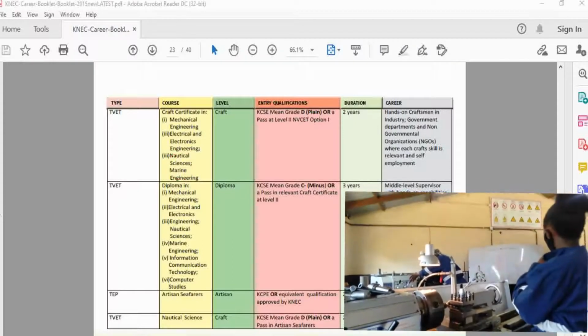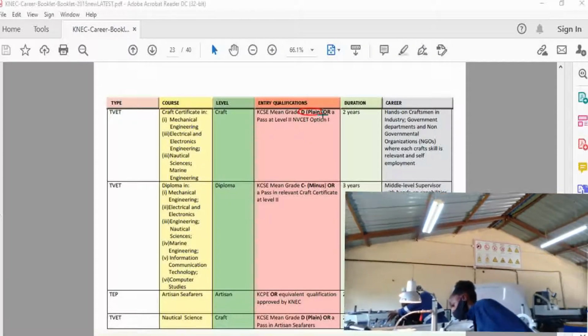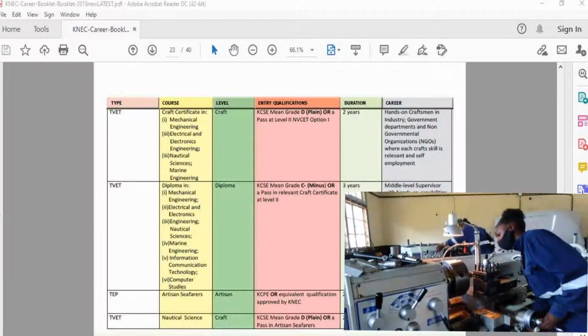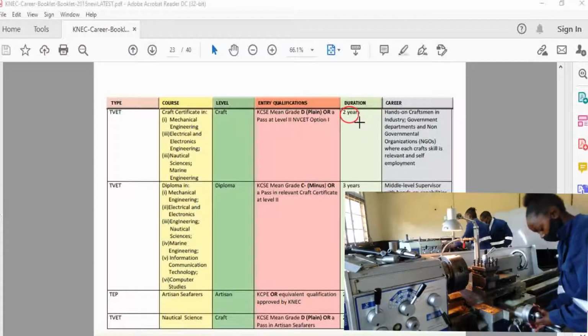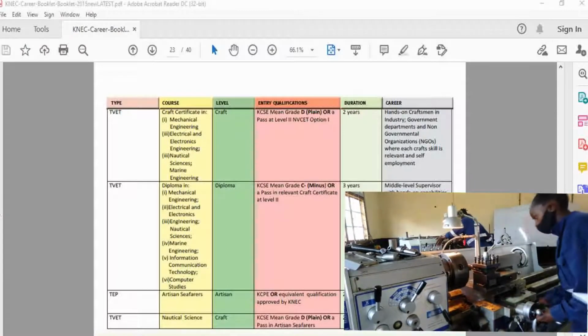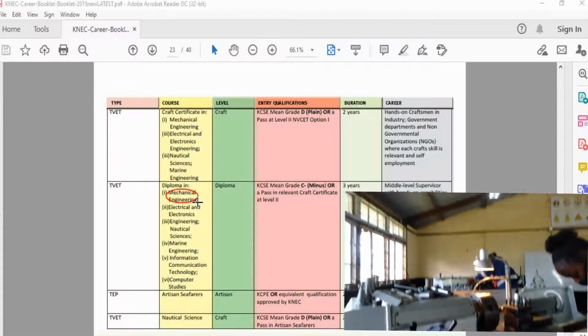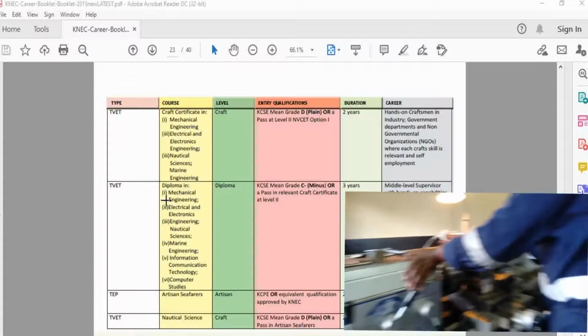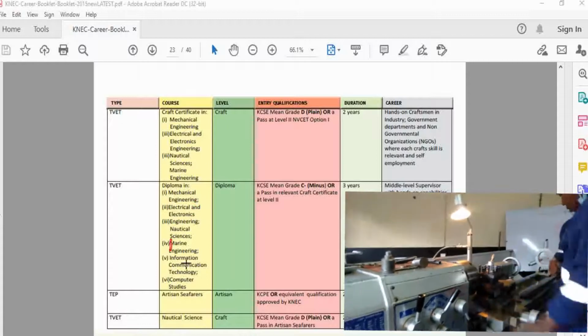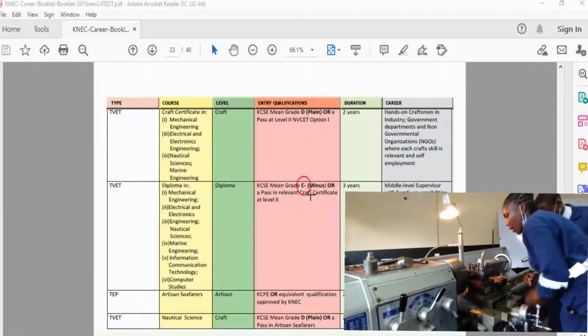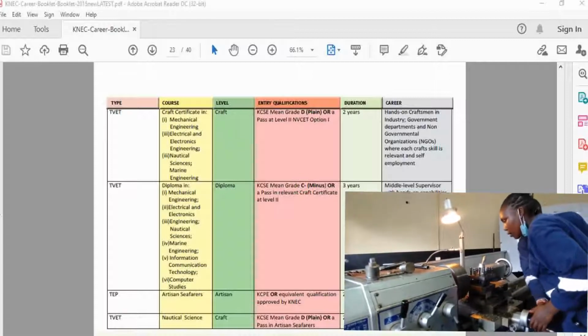So for the craft for these three engineering courses, the entry grade is D, similar to what you have seen in civil engineering, and the course will take a total of 2 years. So the duration is the same for craft courses or certificate courses across the board. For diploma courses in mechanical engineering, electrical engineering, marine engineering, information communication and technology, and computer science, again the entry grade is C-, and the course will take a total of 3 years.